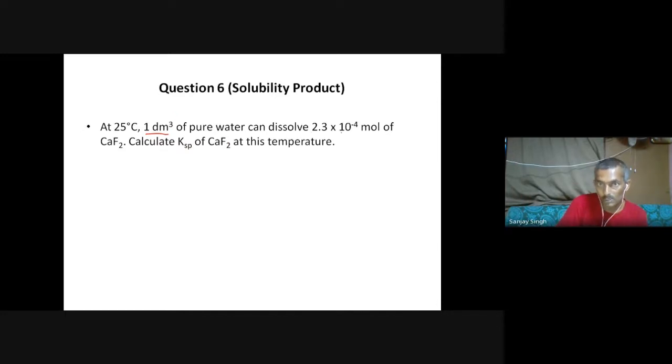Okay, this is the number of moles. Moles over the liter will give you the concentration. So what is the concentration of your CaF2 then? You find the concentration of CaF2 first. That's the calcium fluoride. This is the symbol for the concentration, the square bracket, equals number of moles over liters. The number of moles is given to you as 2.3 to the power of minus 4.